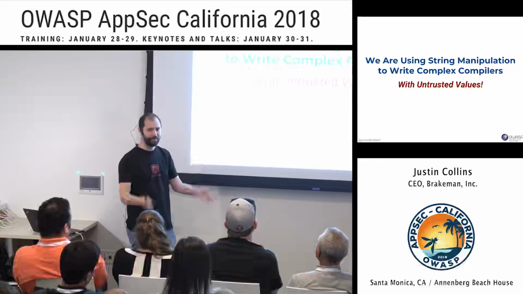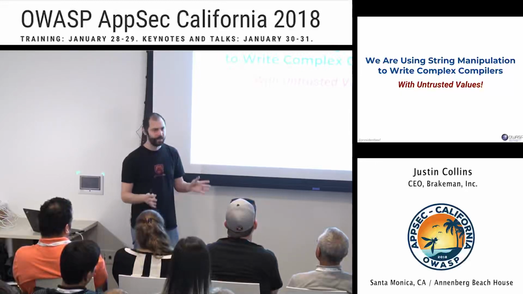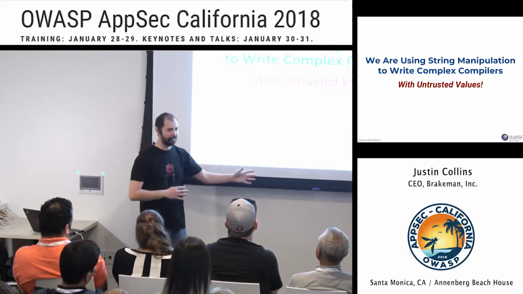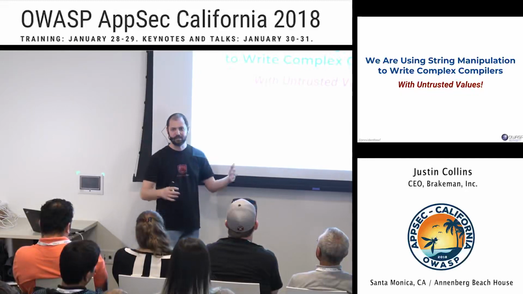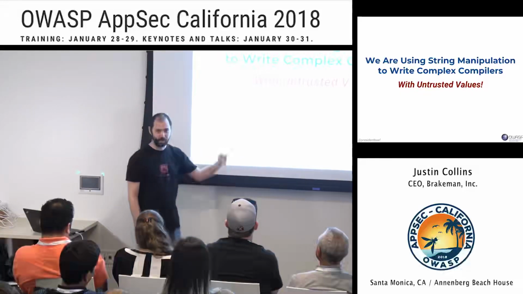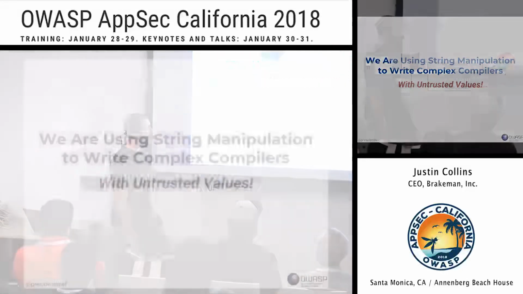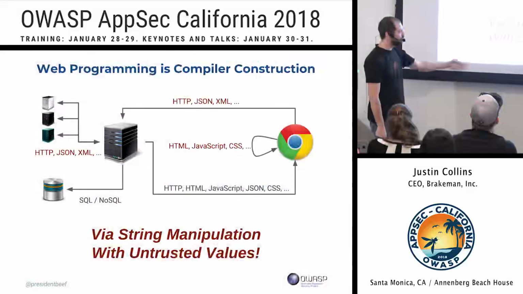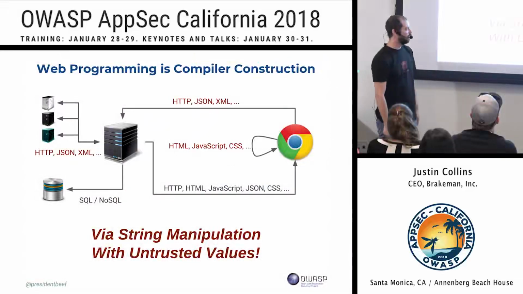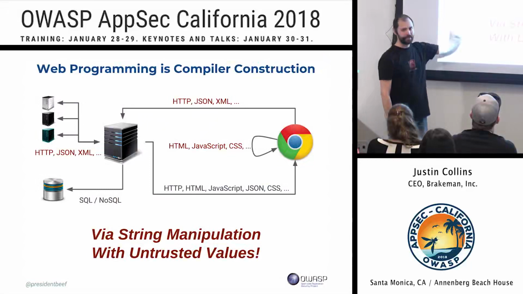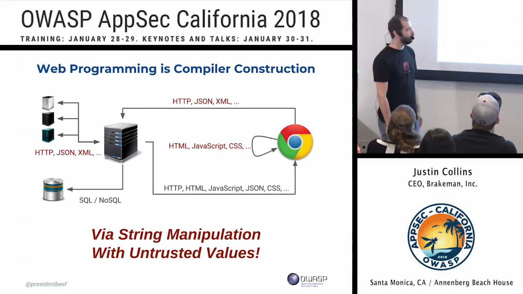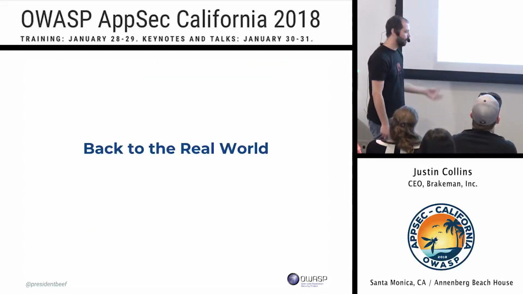And again, we're doing it with untrusted values. So that seems like a great way to get vulnerabilities, and it is. That's why injection is at the top. Just to reiterate, we're building these complex systems using string manipulation with untrusted values. All right, so back to the real world.